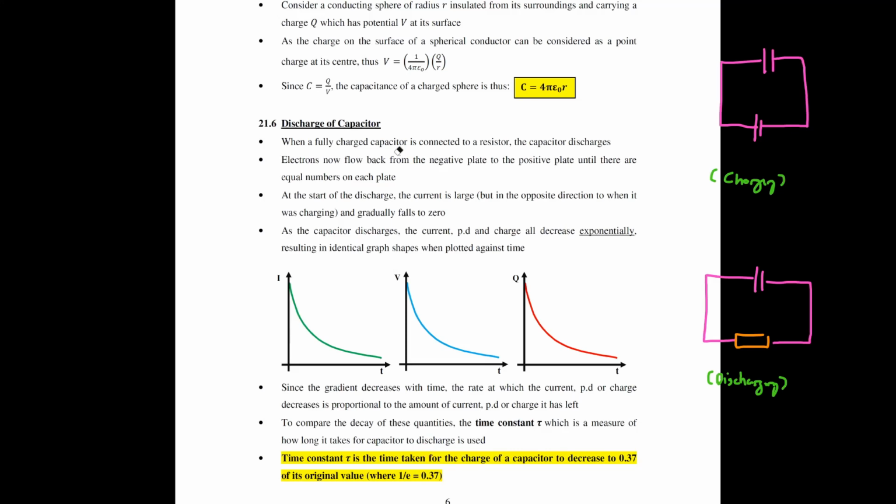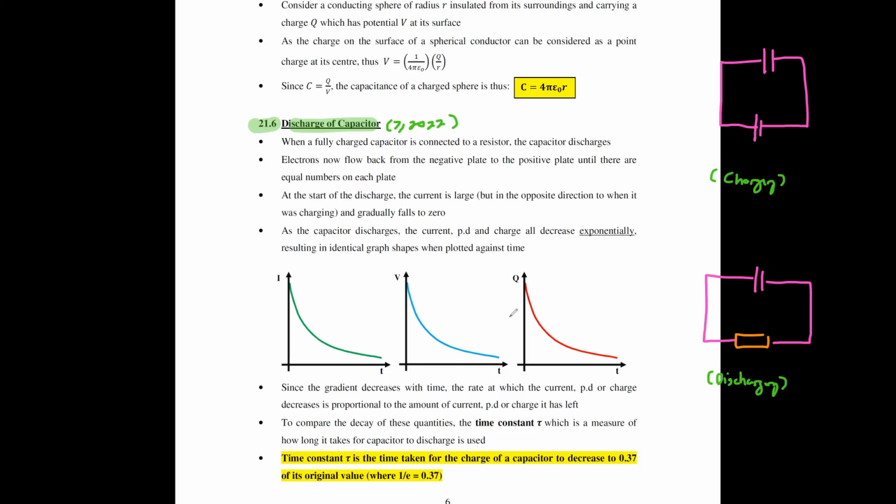We'll wrap up the last part of your capacitance chapter today. All right, so there's one part I haven't gone through with you. That one is regarding the discharge of a capacitor. Discharge of a capacitor is actually a new addition to your syllabus from 2022 onwards.